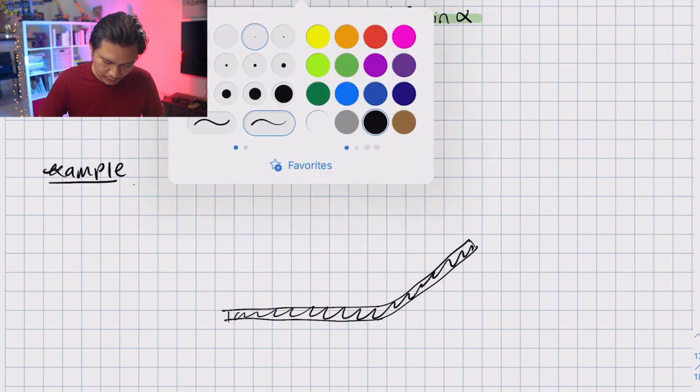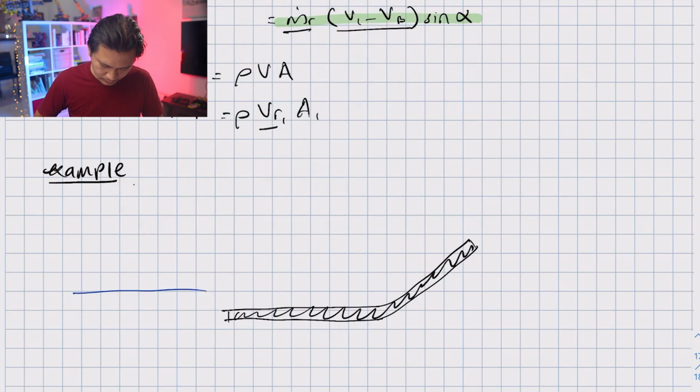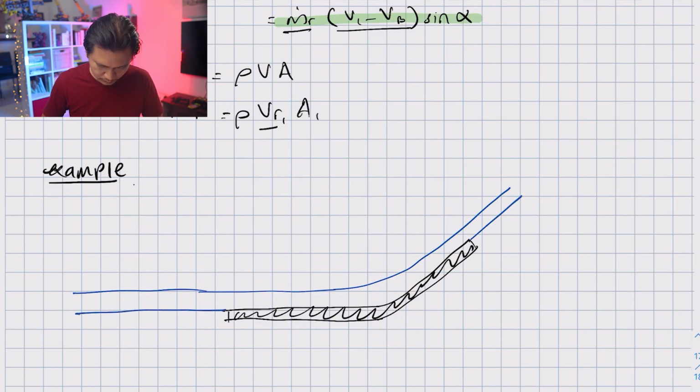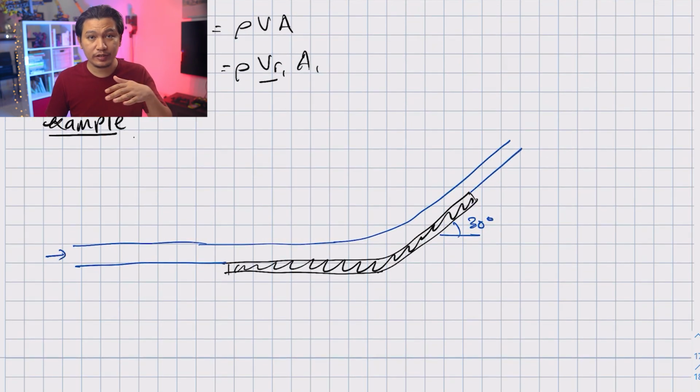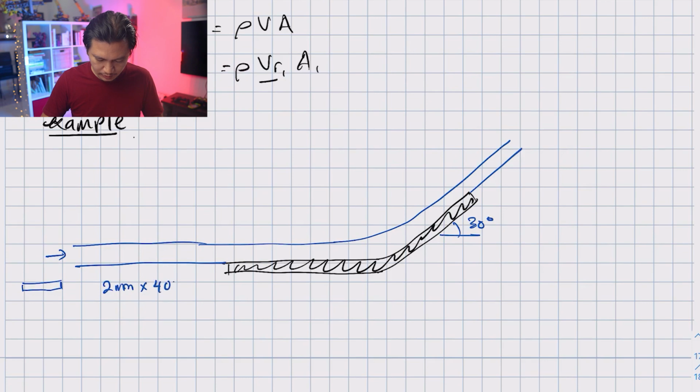Water coming in from the left, and we'll follow the shape of this deflector. Our alpha is 30 degrees. This water jet is actually a sheet of water, meaning that the flow area looks something like this. The dimension of this sheet of water is 2 millimeter times 400 millimeter, so this is basically a very thin sheet of water.